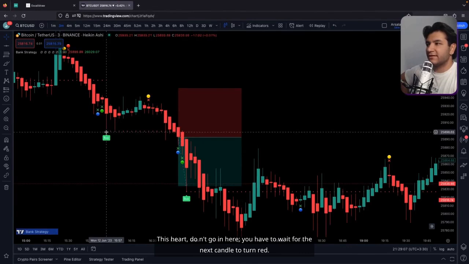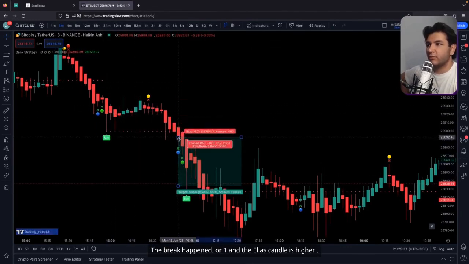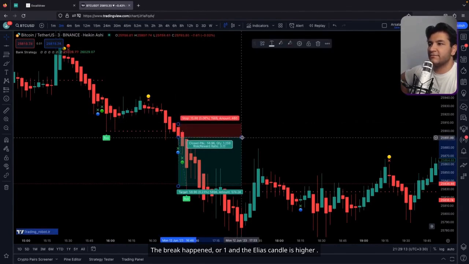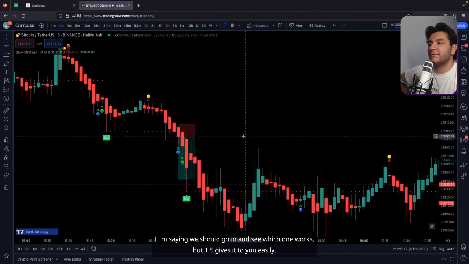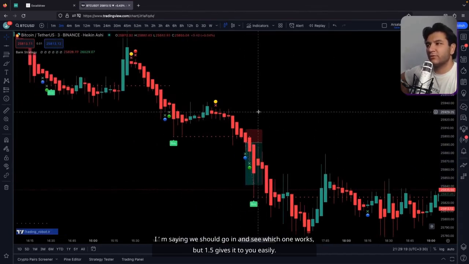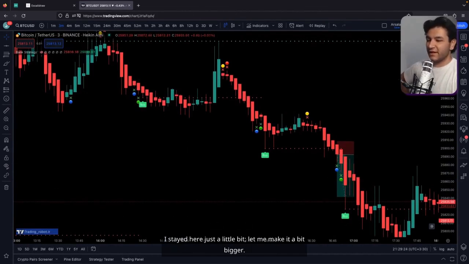You have to wait for the next candle to turn red. The break happened, or 1 and the Elias candle is higher. We're not going to enter 2 or 3. It takes it easy. I'm saying we should go in and see which one works, but 1.5 gives it to you easily. I stayed here just a little bit. Let me make it a bit bigger.